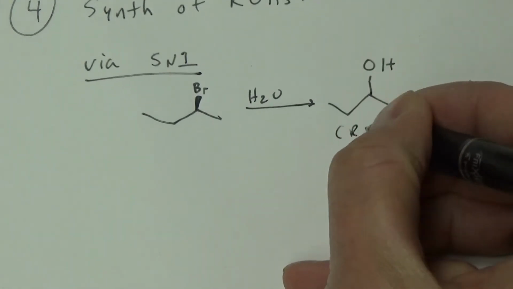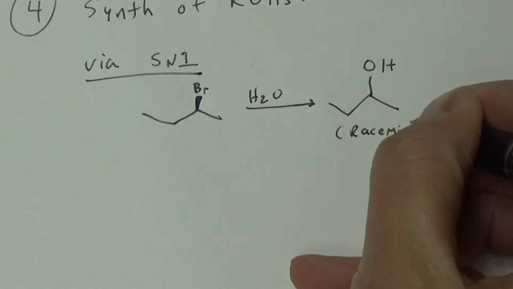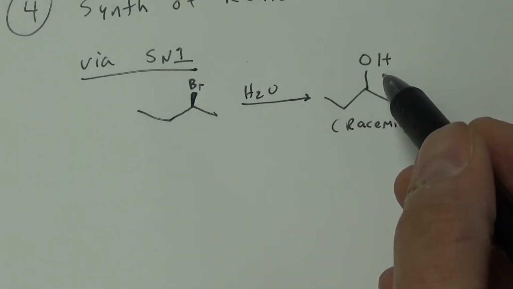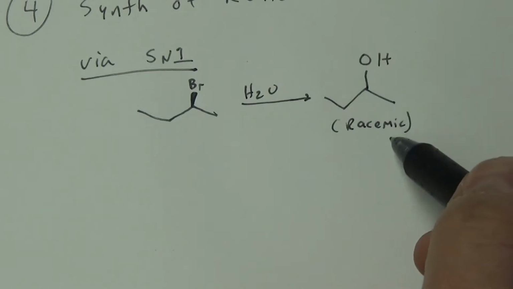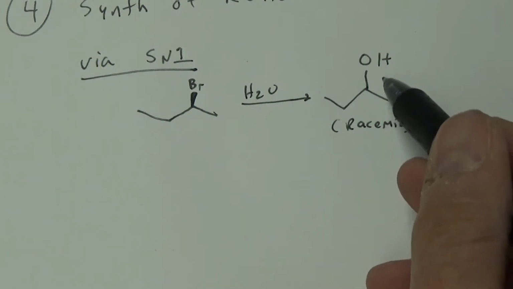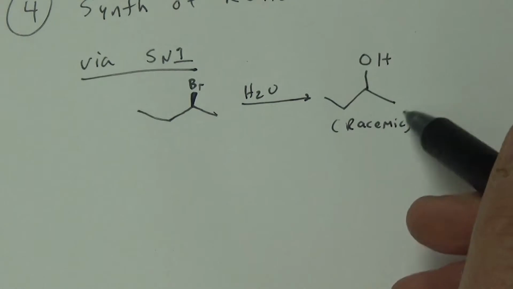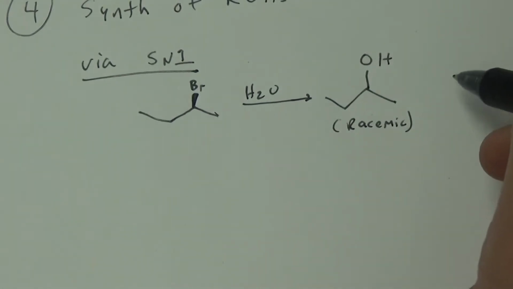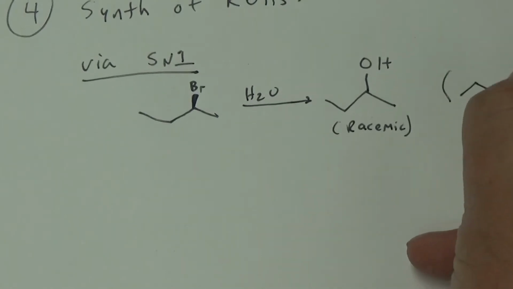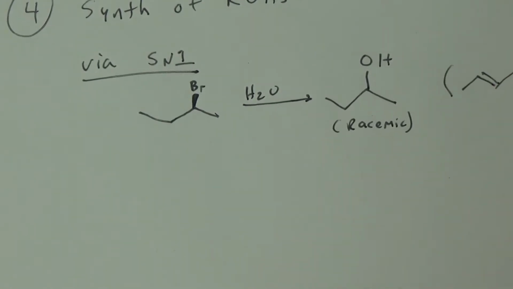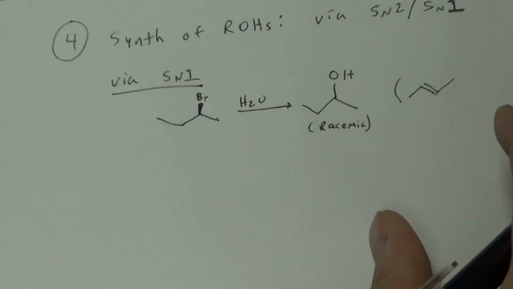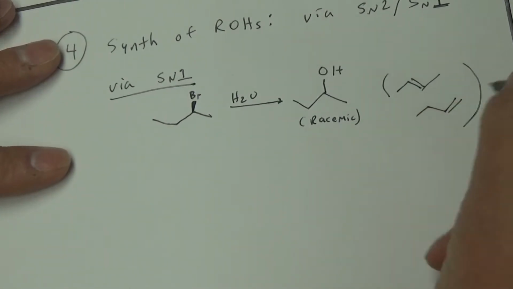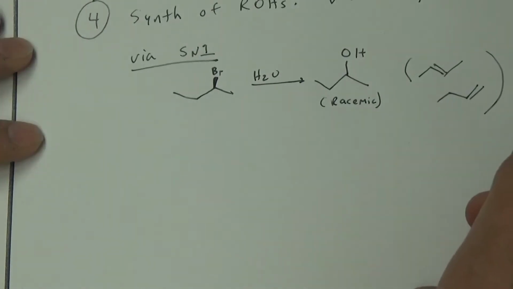And by not showing wedge or dash, we are indicating it's racemic. It's just a way of saying it's not a single enantiomer anymore. It's a 1-to-1 mixture. What other byproducts do you get in an SN1 reaction? Of course, we get the E1 byproducts, that or that.